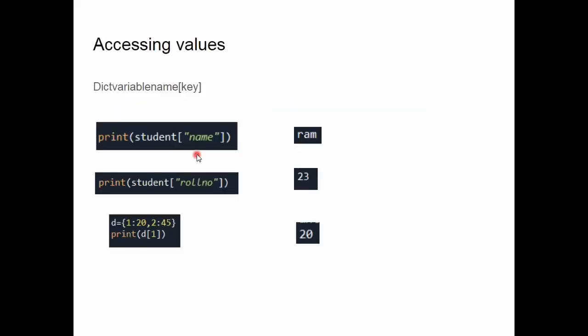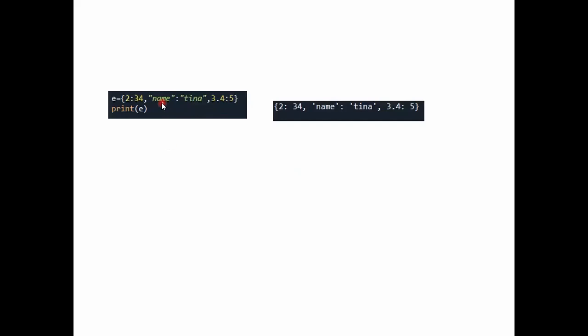Now how can we access the elements of the dictionary? In the same way that we have used indexes, I can use the key as an index. So the key can be used as the index. As in the previous example, we have name as a key.